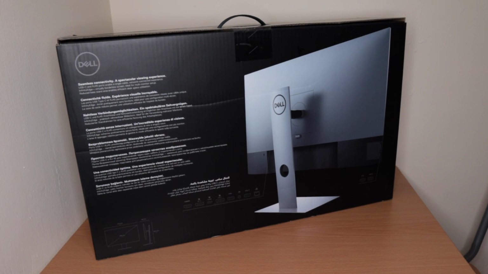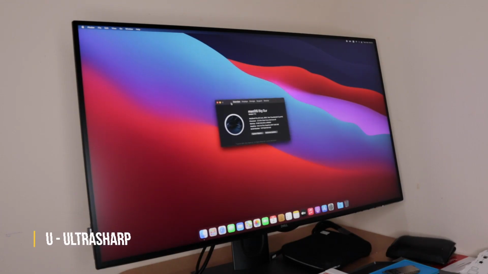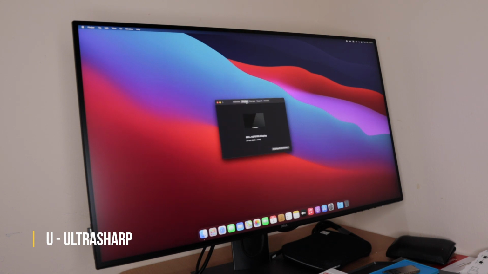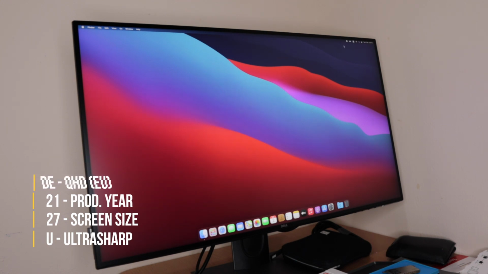So before we proceed, I am going to explain the Dell monitor's number. The first letter is the series of this monitor, which is the U series. It means it's an UltraSharp monitor. The next two numbers are the screen size, which is 27 inch. The last two numbers are the production year, which is 21. And DE means it is quad HD, or quad high definition.